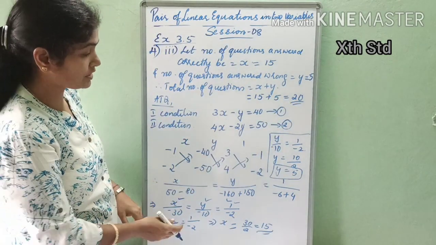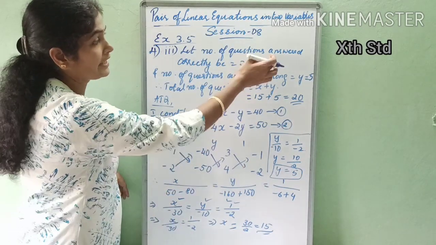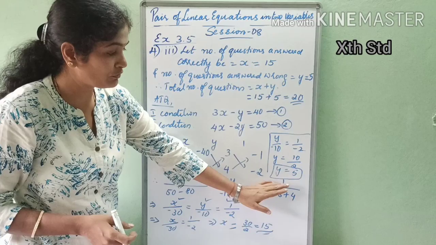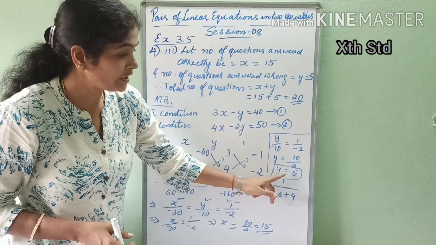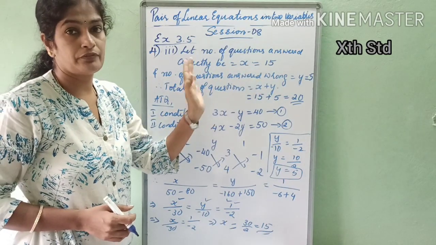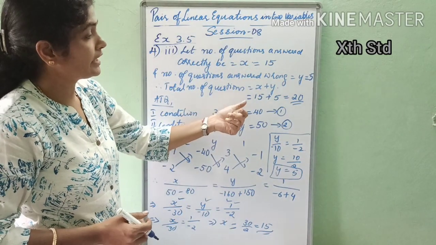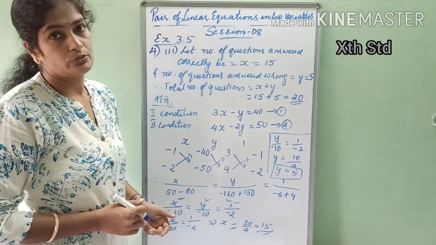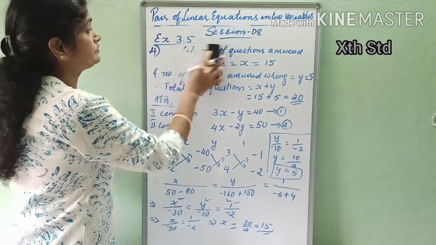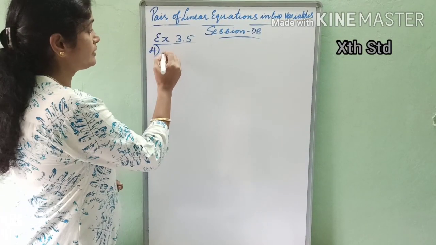So, those things are to be written down. Since I am not having place here, I have concluded the problem here itself. Better to write it below this. After you find x equal to 15 and y equal to 5, write it down below that the questions answered correctly are 15, the wrong ones are 5, and the total number of questions is 20. With this, we will move on to the next bit of it. Let's see the fourth bit.